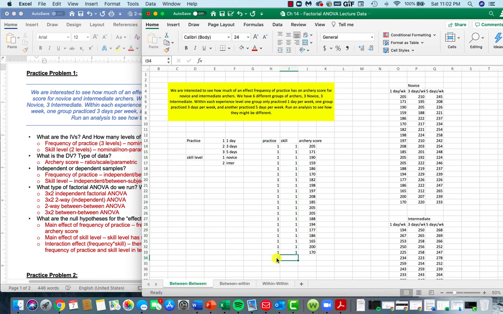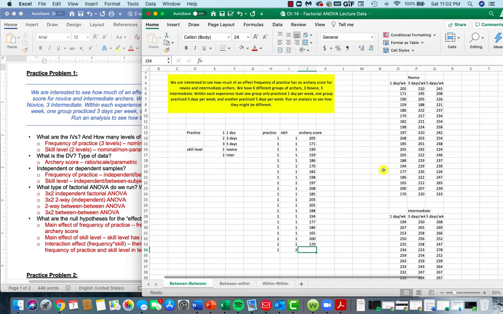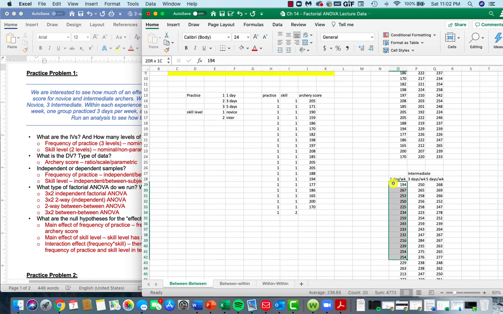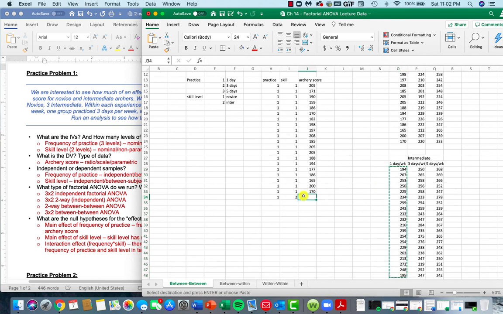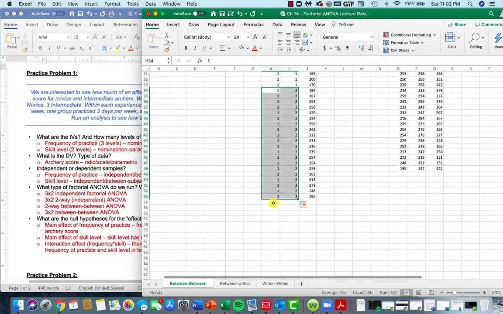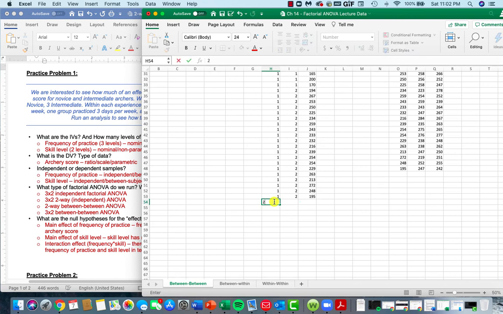And then maybe we do 1 day per week and the intermediate skill level. So that would be this set of data. Right, we can copy and paste. And then basically you're just going to do this for each number combination.